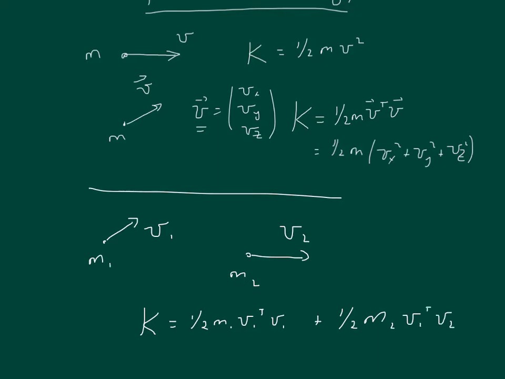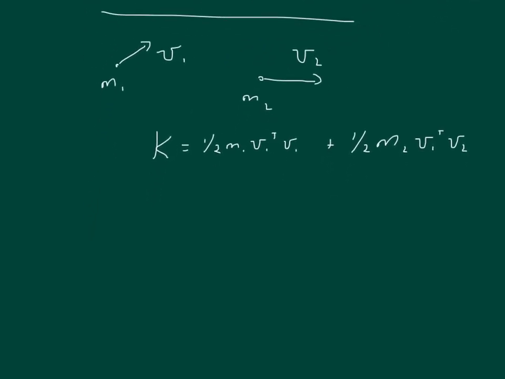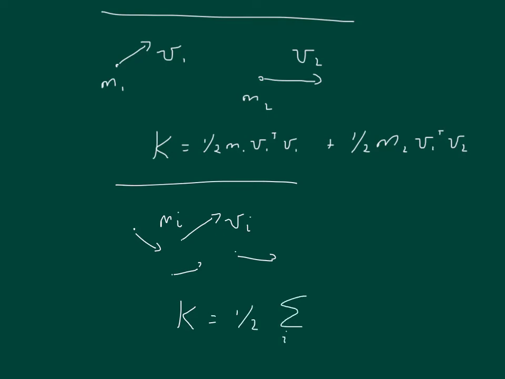And this extends to a whole system of particles. If we have many different particles, all with different mass mi and velocity vi, then the total kinetic energy K is equal to 1/2 times the sum over all particles i of mi vi transpose vi.